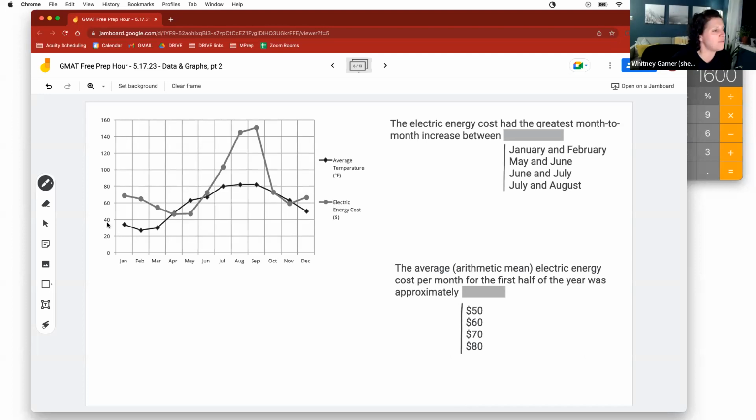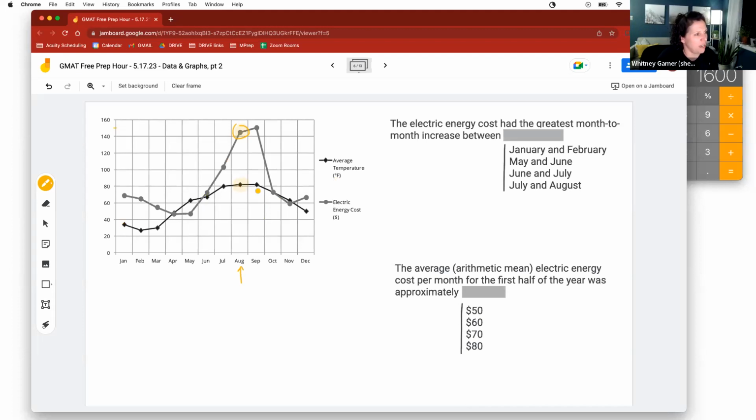Okay, so if we pick a point, we're going to do the same thing I do every time. I'll pick these two. So these are both August. And this says that in August, the electric energy cost is somewhere between 140 and 150, because 150 would be halfway between. So I'd say like 145. Whereas the average temperature in whatever this location is just over 80 degrees Fahrenheit. Okay, so that makes sense.